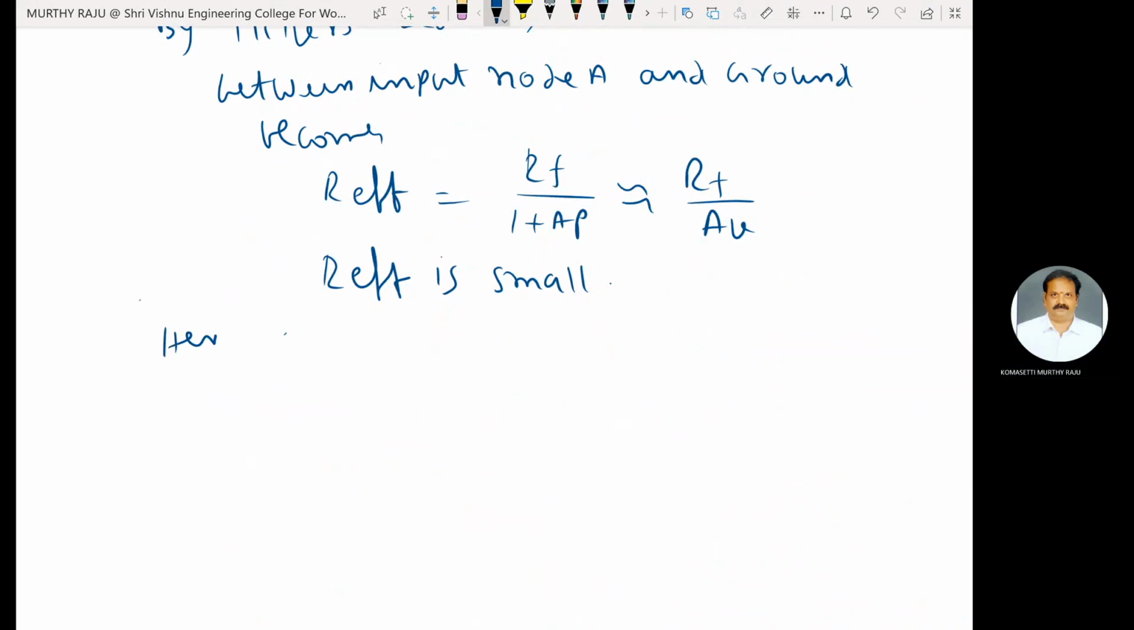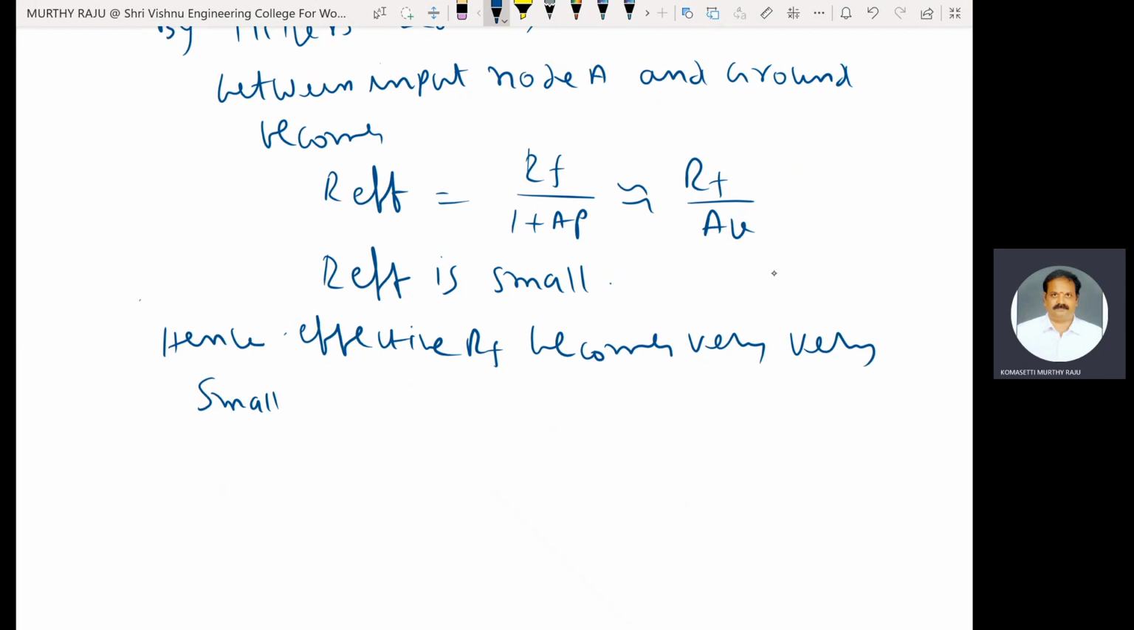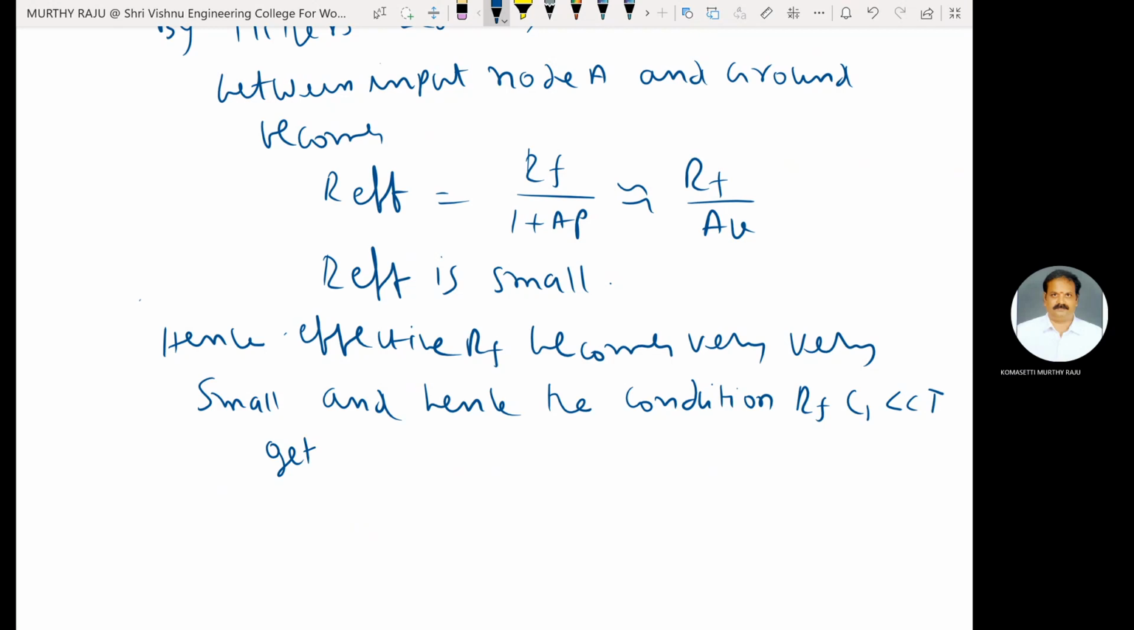Hence, effective RF becomes very, very small because of high voltage gain, and hence the condition RF C1 is less than T gets satisfied at all the frequencies.